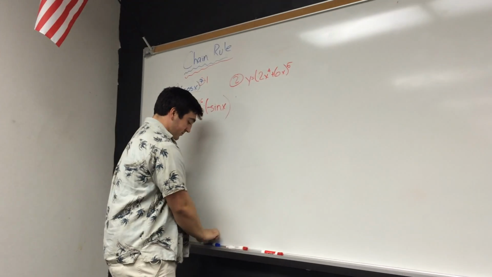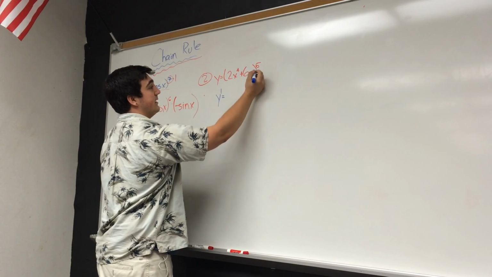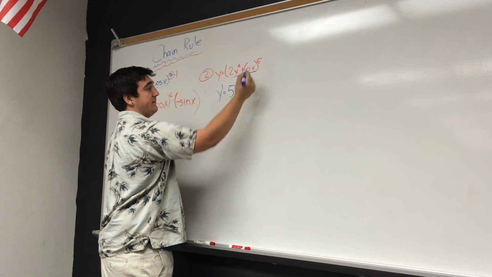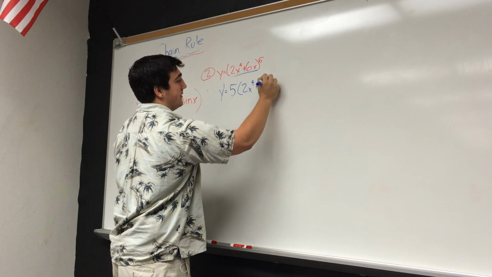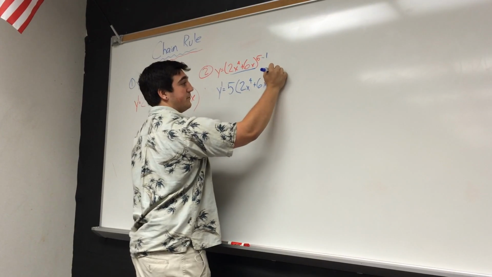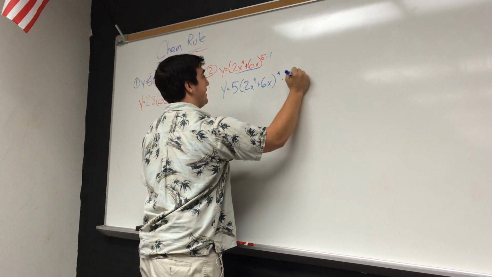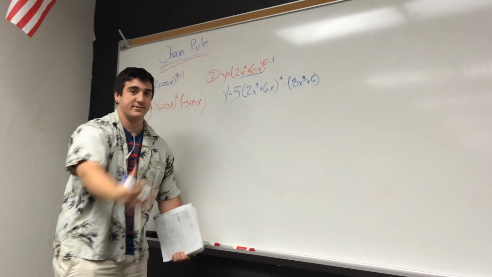And for this one, you would do the same thing. Y prime equals, and then the constant, so 5, and then the same inside, 2x to the 4th plus 6x, and then -1, so 4, then times the derivative of what is inside. So that would be 8x to the 3rd plus 6. And those are your answers.